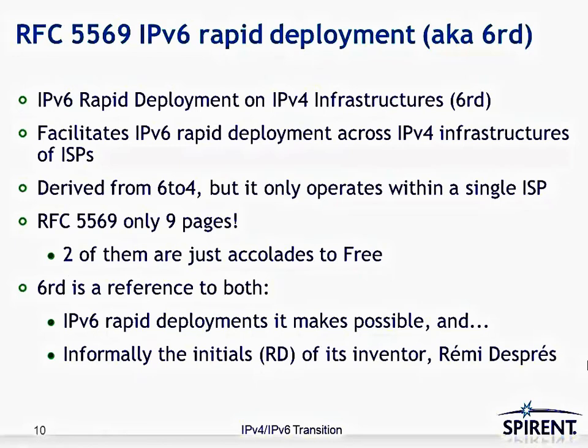6RD facilitates IP version 6 rapid deployment across IP version 4 infrastructures of ISPs, not necessarily the global IP version 4 internet. It was, however, derived from 6-to-4, but only operates within a single ISP. RFC 5569 is only 9 pages, so obviously it's a very simple implementation, although it does derive some of its functionality from 6-to-4, so it references that as well.